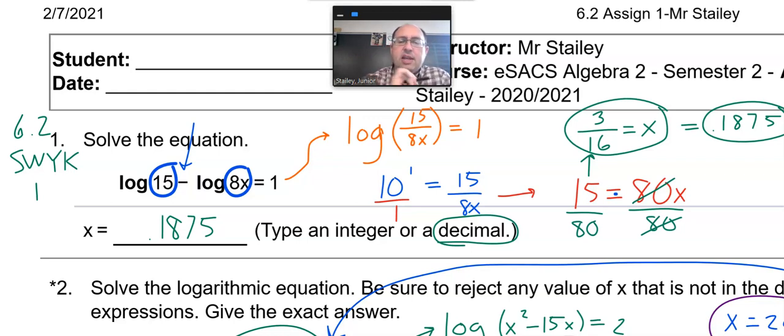Base, right? Base is 10 because you don't see anything written there. 10 to the first because that's your exponent on the other side. Logarithm means exponent. 10 to the first equals 15 over 8x. Time for a little cross multiplication, right? 15 times 1 equals 8x times 10. And then we divide by 80 on both sides. Of course, they don't want a fraction. They want a decimal. So 3/16 is the same thing as 0.1875.